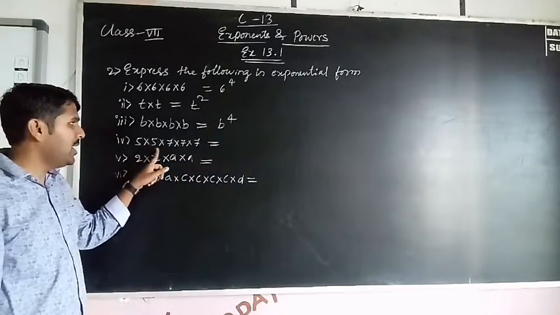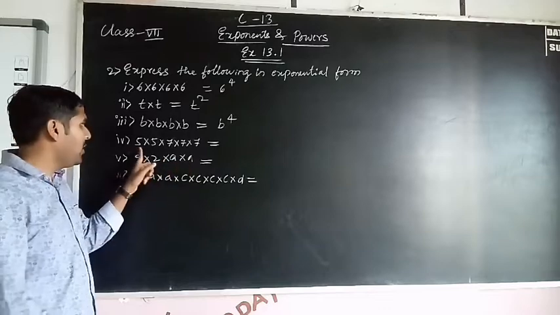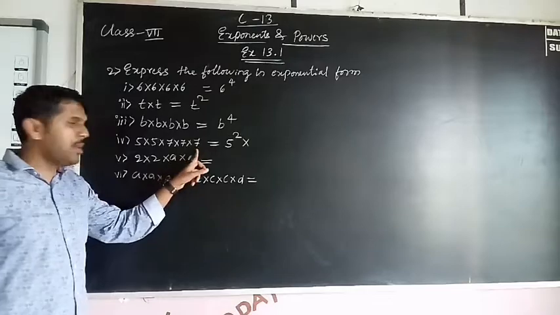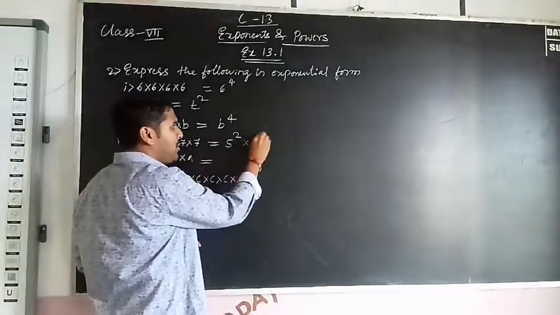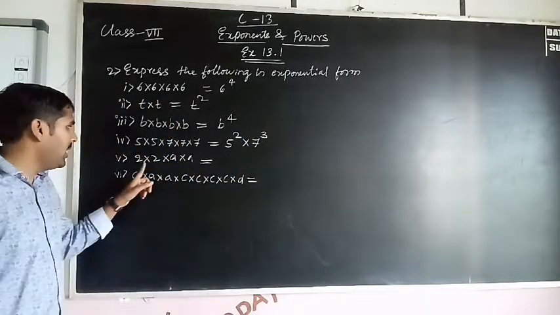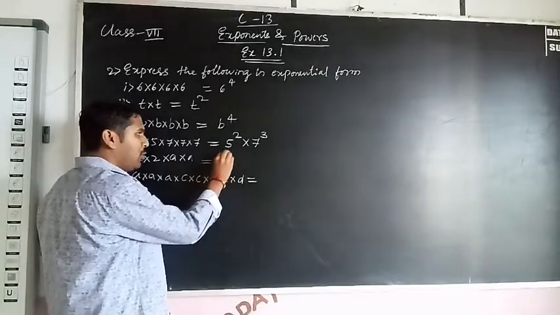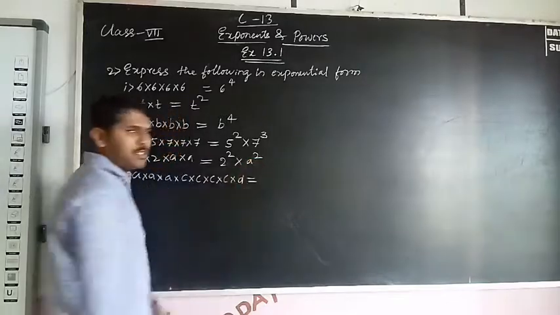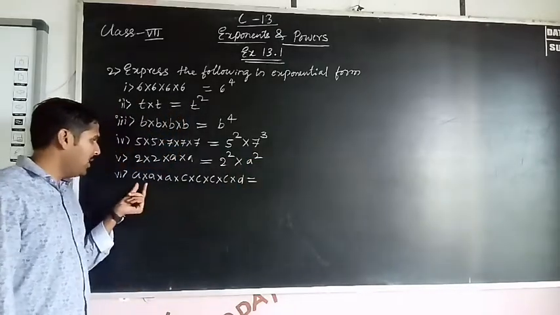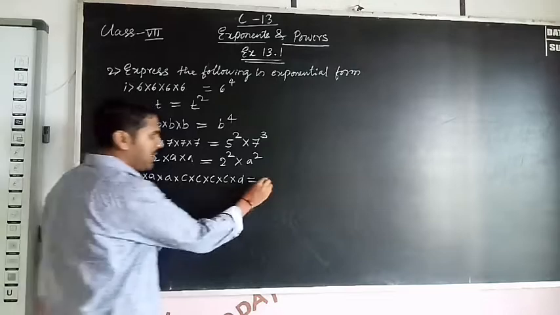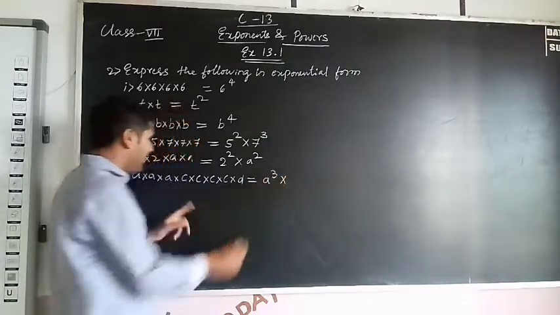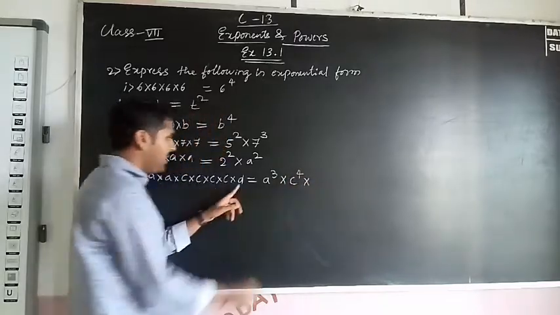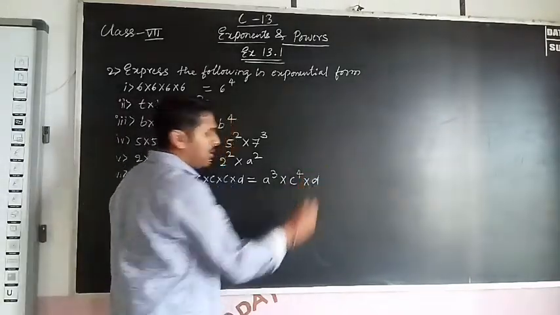So here 5 is there and 7 is there. Write down separately. 5 how many times? 2 times, 5 raised to 2, into 7 how many times? 3 times, 7 raised to 3. That's it. Next, 2: 2 how many times? 2 times. And a how many times? 2 times. A raised to 2. So next here, a how many times? 3 times. A raised to 3. Next c how many times? 4 times. C raised to 4. Next d, 1. D as well.